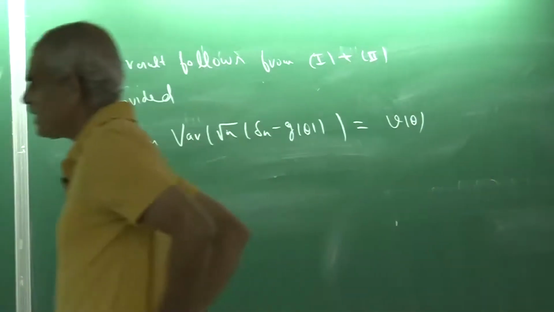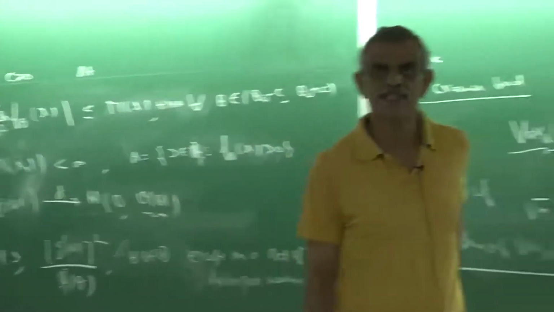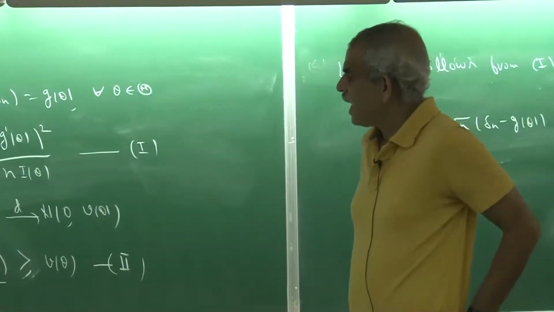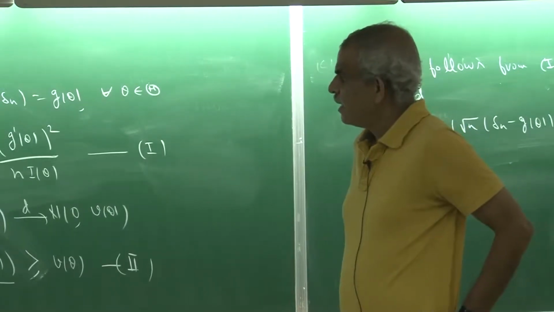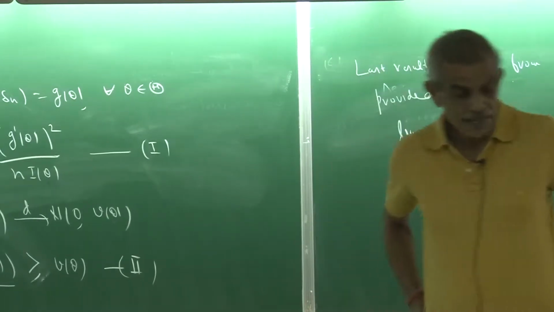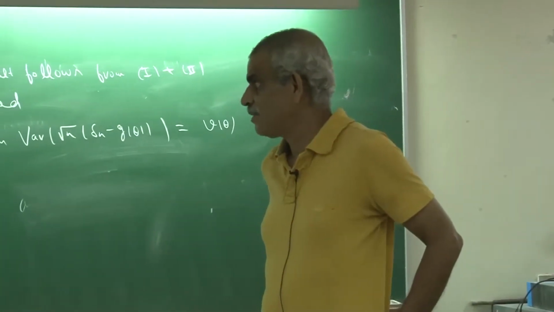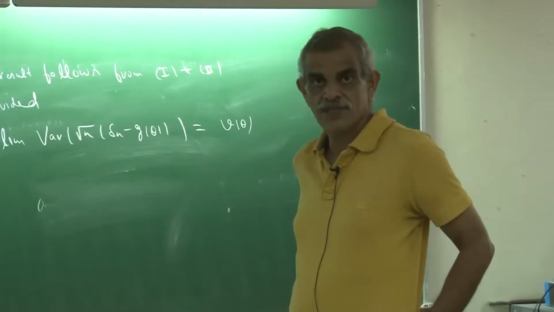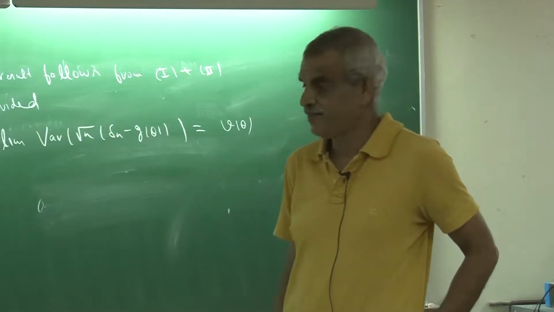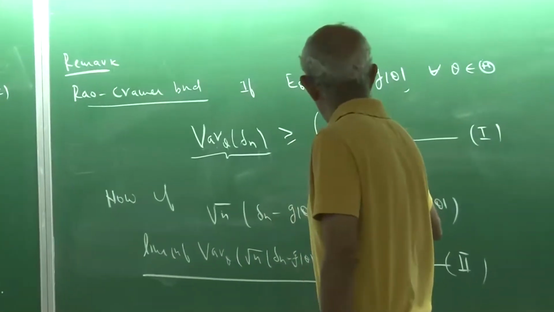So from the last result, I say that if certain regularity conditions hold, then the asymptotic variance is always greater than or equal to this quantity. So this gives me an idea to define asymptotically efficient estimators. I'll call an estimator delta n asymptotically efficient if there exists a sequence kn such that kn times (delta n minus g theta) goes in distribution to normal 0, v theta, and v theta is exactly the same as the Cramer-Rao lower bound, g prime theta whole square by I theta. So this would be n times I theta.